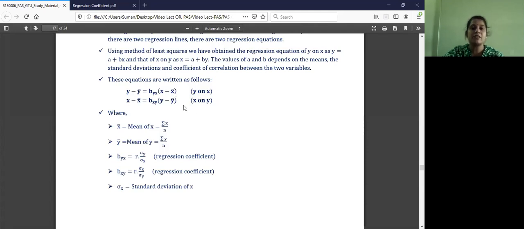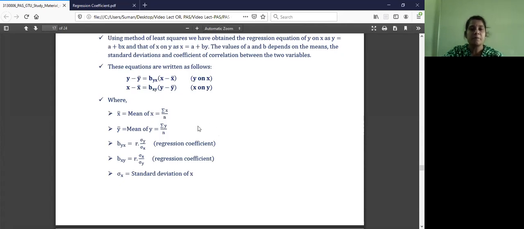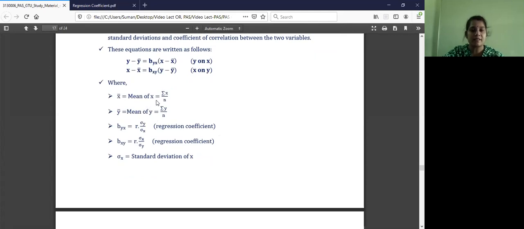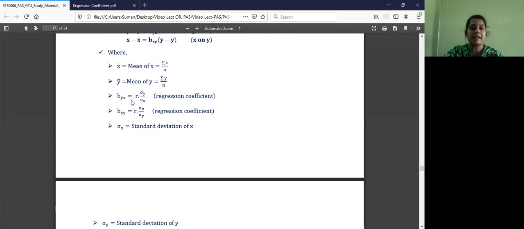And the regression equation of x on y, the formula is x minus x bar is equal to bxy, into bracket y minus y bar. First we write x on y, after that we write y. Here x bar is equal to the mean of x, that means summation x upon n, and y bar is equal to the mean of y, that means summation y upon n. And the regression coefficient byx, the formula is r into sigma y upon sigma x.